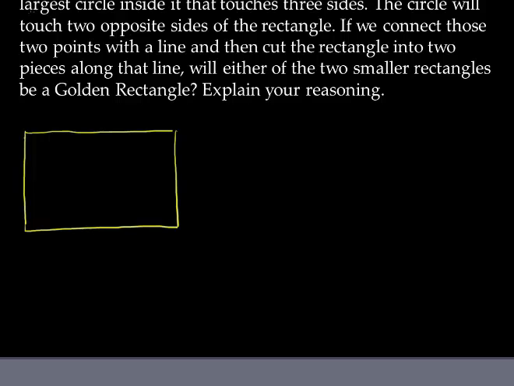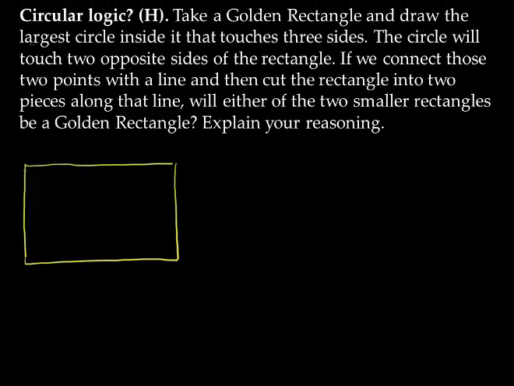Okay, so here I'm just going to do one problem for you, and you'll have some in your in-class problem set to do, and you'll use the same strategy. Take a golden rectangle, I drew one there, and draw the largest circle inside it that touches 3 sides. So this will just be a sketch, but this is what you do. First you draw a big rectangle.